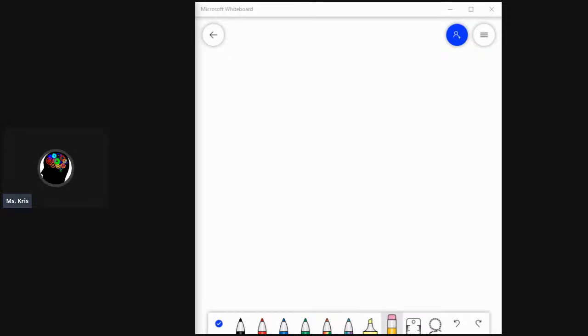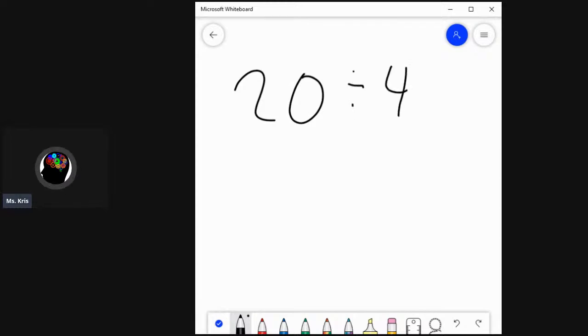So, last operation we are working on is division. Division, of course, is taking a large group and dividing it out into different groups, or taking the group and regrouping it into smaller parts or pieces, such as if I have 20 and I'm dividing it by 4. That means, say for instance, I have 20 stars.